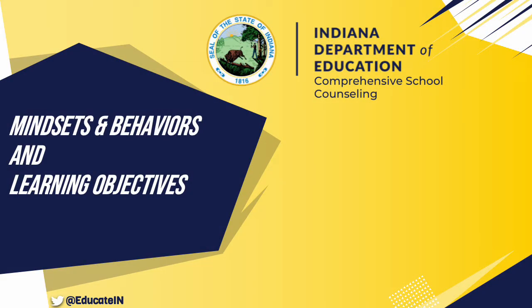Now that we've chosen our annual student outcome goals and written them in SMART goal format, we want to begin drafting a plan to reach our goals. This plan will include identifying mindsets and behaviors and corresponding learning objectives we will want to address and teach students to help us meet our goals.